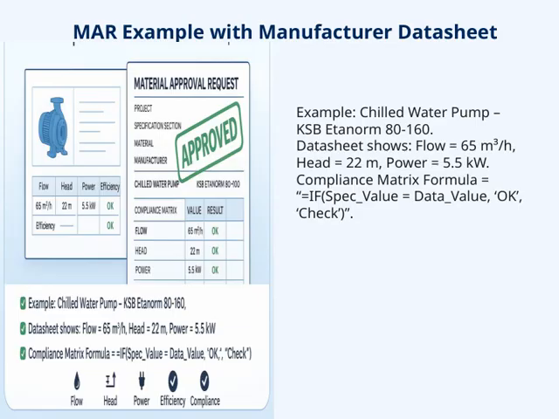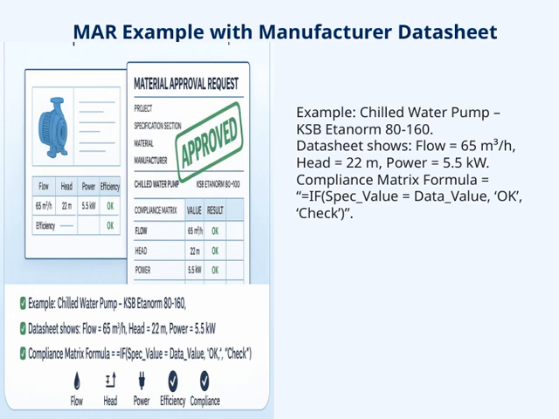In this slide, I want to walk you through a practical example using a manufacturer datasheet, specifically for a chilled water pump. Here, we're looking at a KSB ETANORM 8160 model. The datasheet provides us with key parameters like flow rate, head, and power. For instance, it shows a flow of 65 cubic meters per hour, a head of 22 meters, and a power consumption of 5.5 kilowatts.